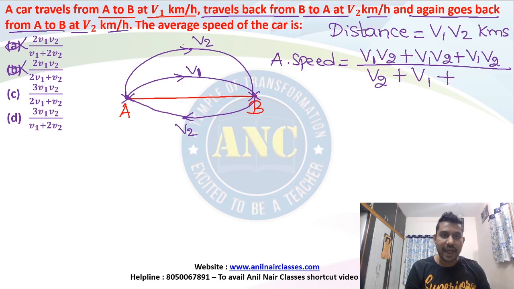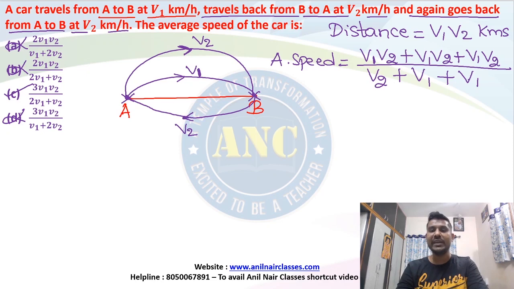That means the upper arrow that I have put here, that is distance by speed. Distance is V1 V2 once again. Speed is V2. V2 will cancel once again. You will be left with V1. So numerator is 3 times V1 V2. Denominator is 2 times V1 plus V2. That is nothing but option C and it is not option D. I hope you are very clear how to solve this kind of question in the easiest way possible.